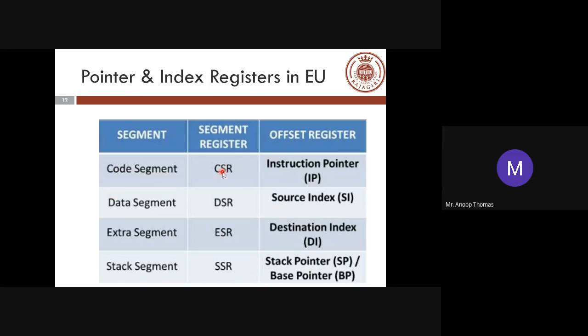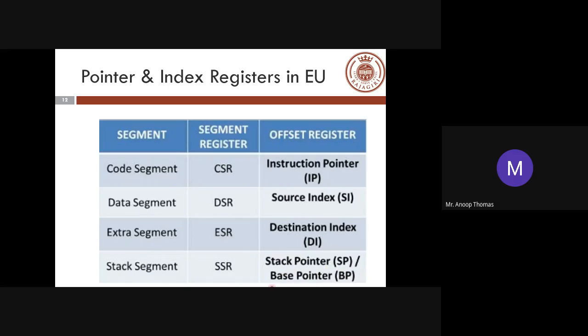So for each segment, you will have a segment register and an offset register. For the code segment, you have the code segment register and the instruction pointer. For the data segment, you have the data segment register and the source index. For the extra segment, you have the extra segment register and the destination index. For the stack segment, you have the stack segment register and the stack pointer or a base pointer.